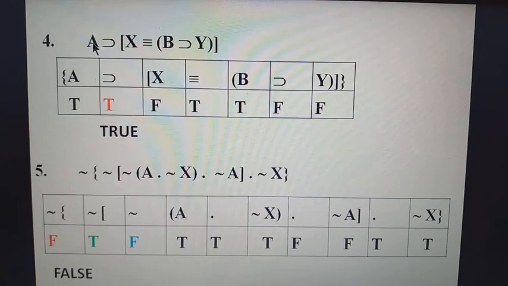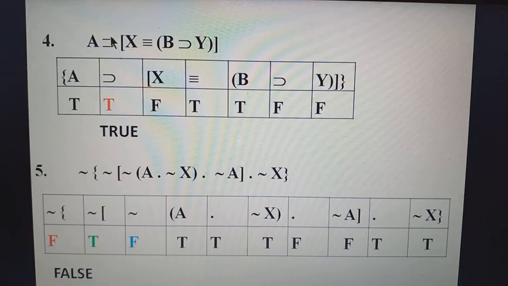When you take a look at this, we have A conditional bracket open, X logically equivalent to parenthesis open, B conditional Y, parenthesis close and bracket close. So if you take a look at this now, you see that B is joined with Y with this conditional sign in this parenthesis. Everything in this parenthesis has been joined with this X in this bracket, joined with this triple bar logical equivalence sign. And everything in this bracket is joined with this A, with this connective, conditional.